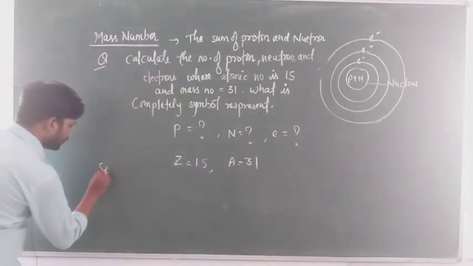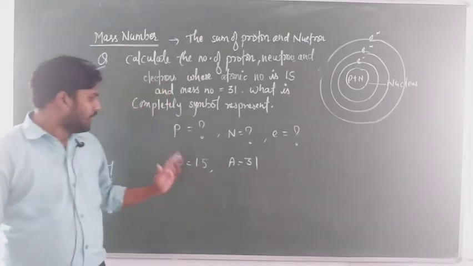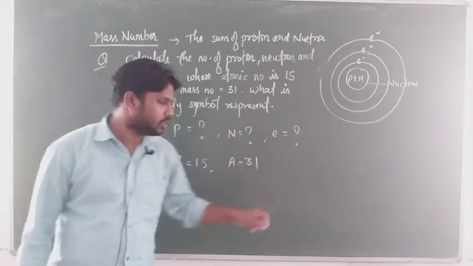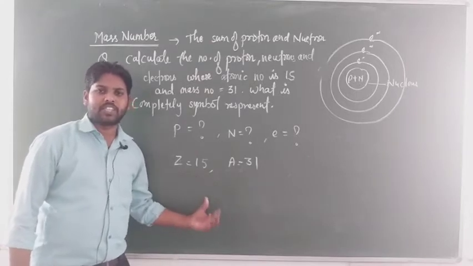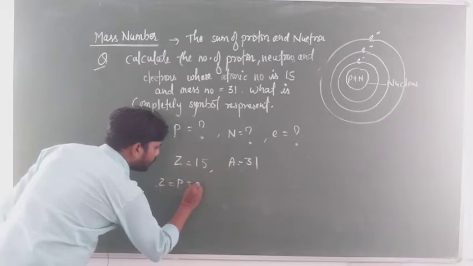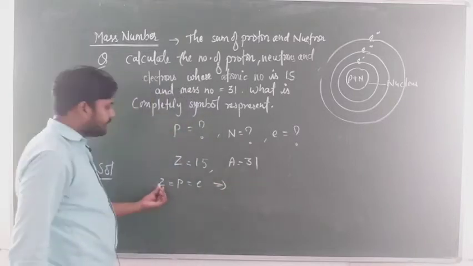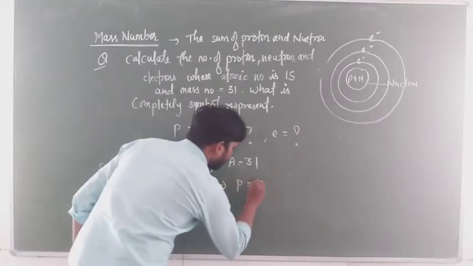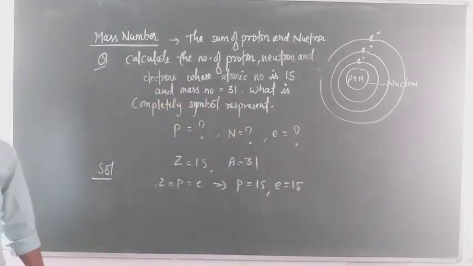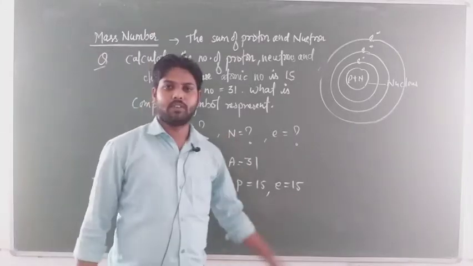So students, solution. As I have told you, atomic number is equal to the number of protons and number of electrons. So atomic number is given, students, so Z is equal to 15, and we can write P is equal to electron. If Z is equal to 15, then protons will be also 15 and electrons will also be 15. Clear, students?